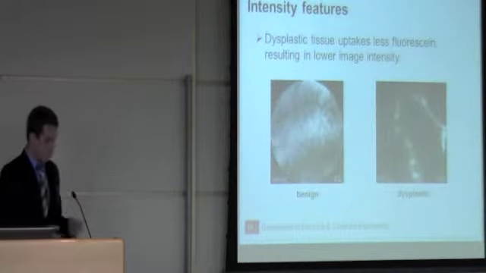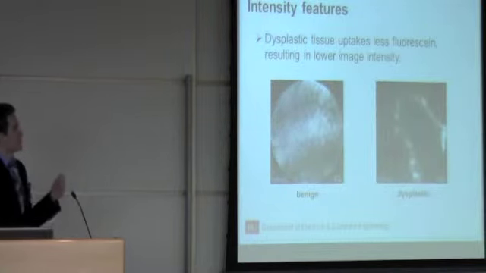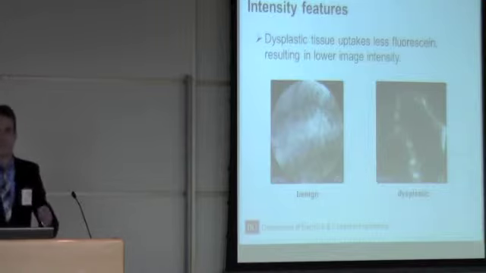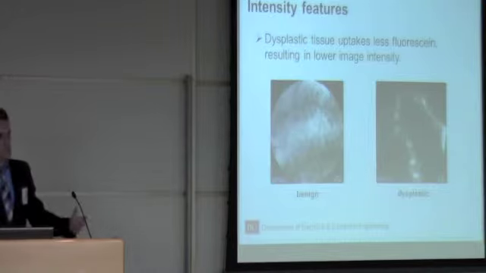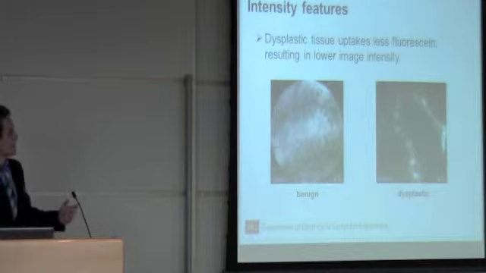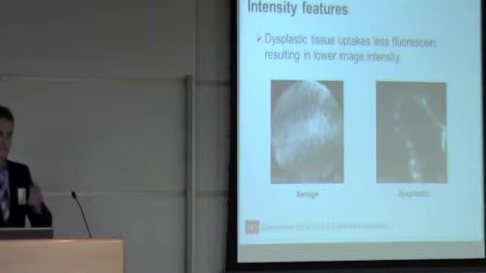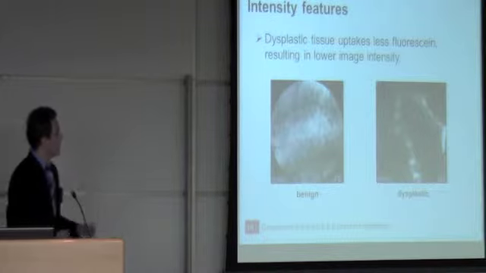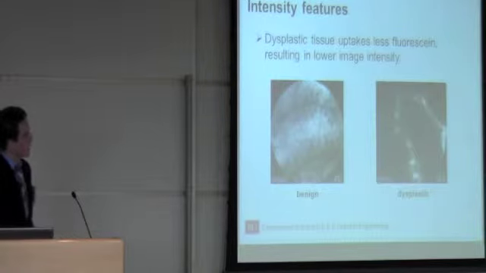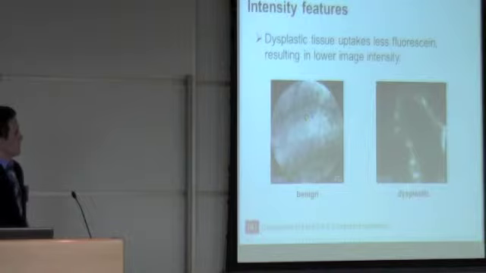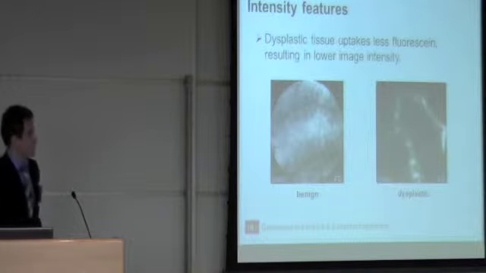So first of all, intensity. Here I would like to note PCLE is a fluorescence-based imaging technique. It means that you use a contrast agent to produce the optical signal that you record. And clinical studies have shown that dysplastic tissue tends to uptake less fluorescent agent. Less fluorescence means lower image intensity. Therefore, as you can see in this example, we have a benign image. Here's a dysplastic image. You can clearly see that the overall image intensity of the benign image is much higher than the overall image intensity of the dysplastic image.